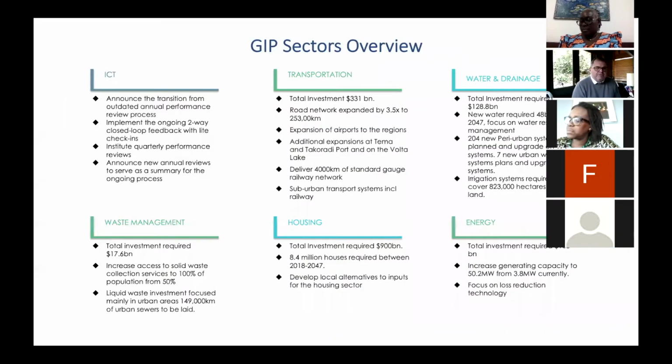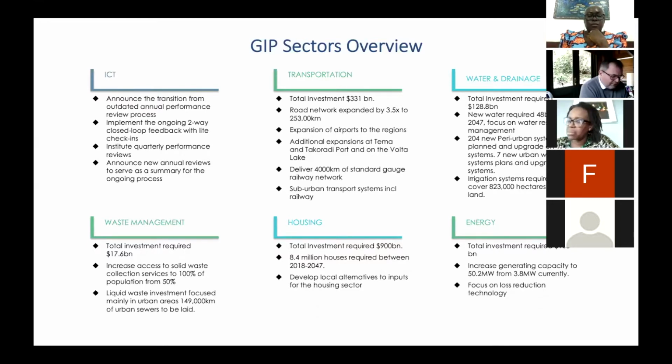In terms of the infrastructure plan itself, there are 6 key sectors that they look at. One is ICT, Information Communications and Technology, and they will be looking at a lot of the investment in that sector in the private sector. Transportation, total investment of $331 billion, with the road network being expanded by 3.5 times to 253,000 kilometers.